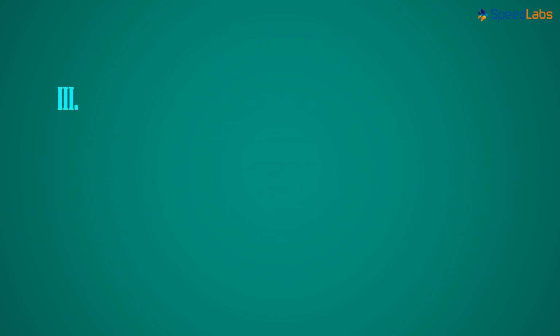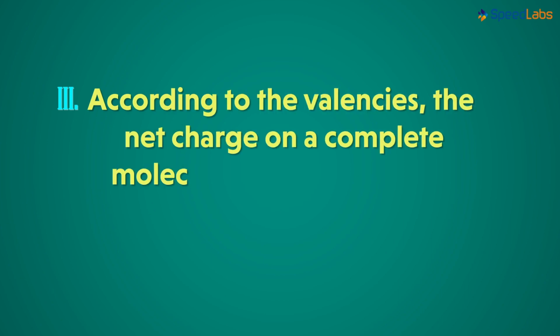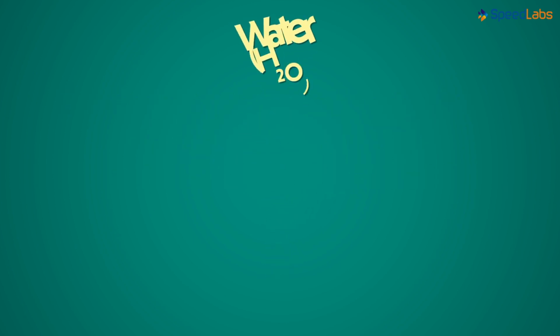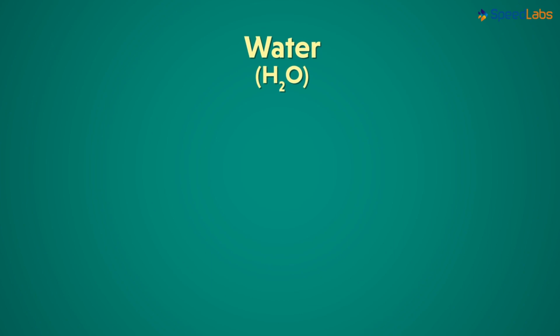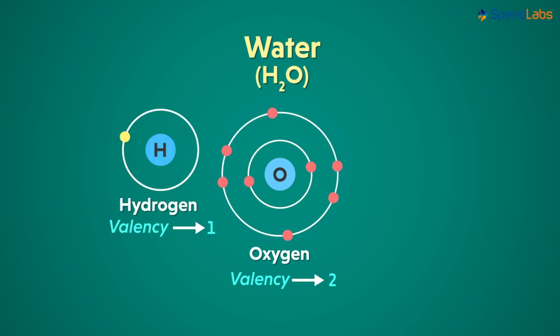So the third rule says that according to the valencies, the net charge on a complete molecule must be balanced. And how do we understand this? Let's take a simple example of a water molecule, H2O. What are the valencies of each? The valency of oxygen is 2, but that of hydrogen is 1.